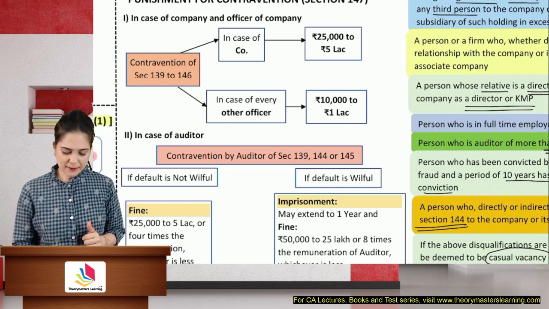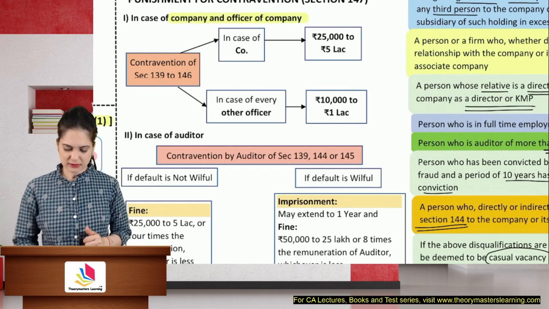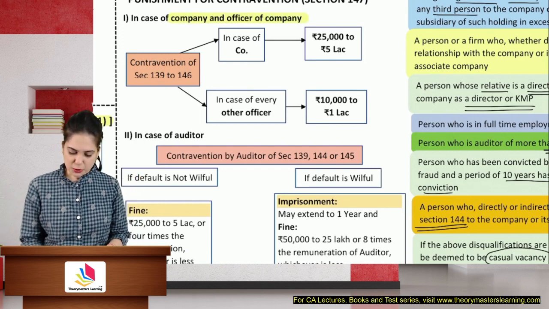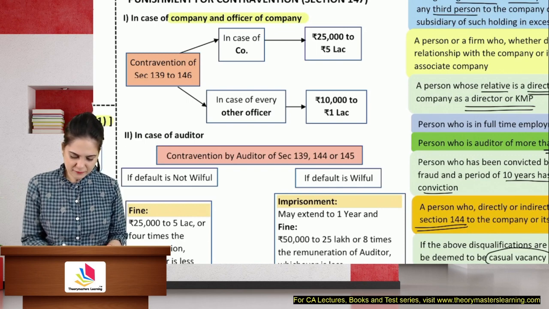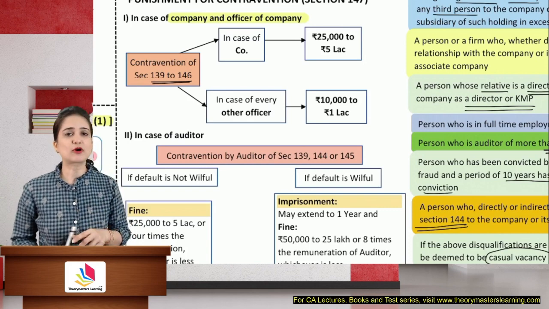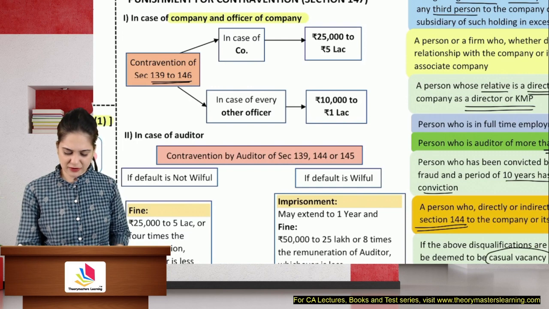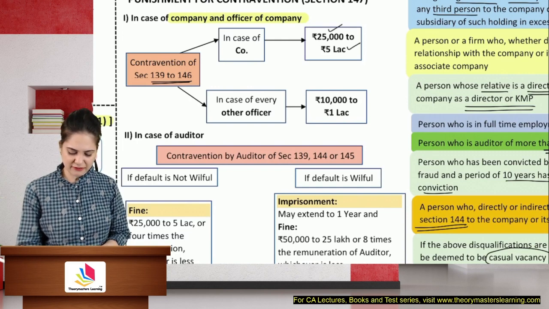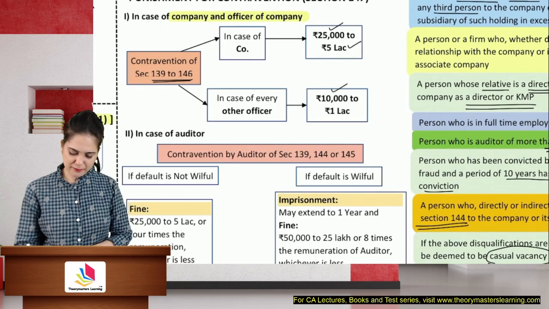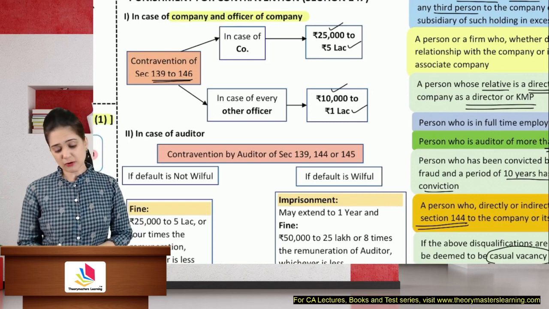Now, in case a company and an officer of the company commits contravention of section 139 to 146, I'll just highlight it, 139 to 146, if the company and its officer has committed any contravention of these sections, then in case of company, it will be subject to fine ranging from 25,000 to 5 lakhs. Every officer in default will be subject to fine ranging from 10,000 to rupees 1 lakh. So minimum and maximum. How about auditor?